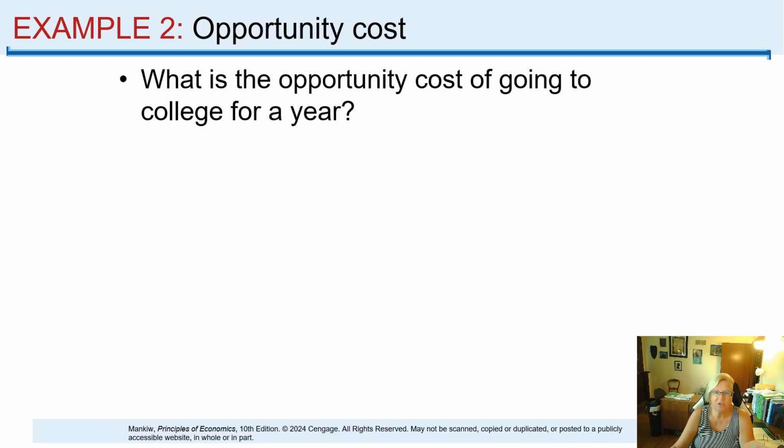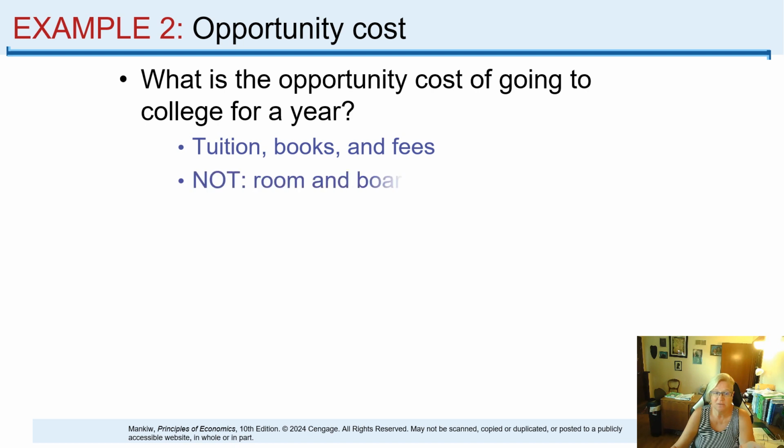So what's the opportunity cost of going to college for a year? And let's look at some examples. Well, you have the cost of tuition, books, and fees. Not room and board. And the reason is because if room and board are the same, you live at home, let's say, while you're attending college, then this is regarded as what we call a sunk cost. If you wanted to look at food, that would also be a sunk cost because you have to eat regardless if you're going to school or not going to school. So we would not include room and board unless there was a difference in the benefit or the cost of that room and board.